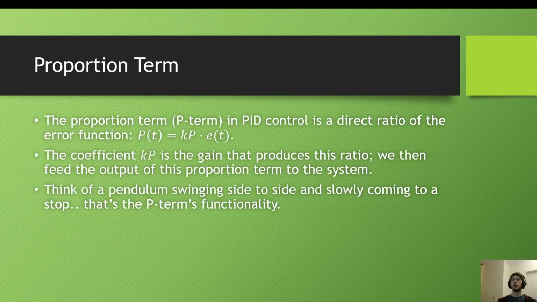So proportional control, or the proportion term, or P term in PID control, is the direct ratio of the error function. You're going to have a function p of t, which is the proportion term at time t. It's going to be kp, which is just some coefficient, times e of t, which is the error. The coefficient kp is the gain that produces this ratio, and then we feed this output of the proportion term to the system. Another way to think of it is a pendulum swinging side to side and then slowly coming to a stop. That's the P term.